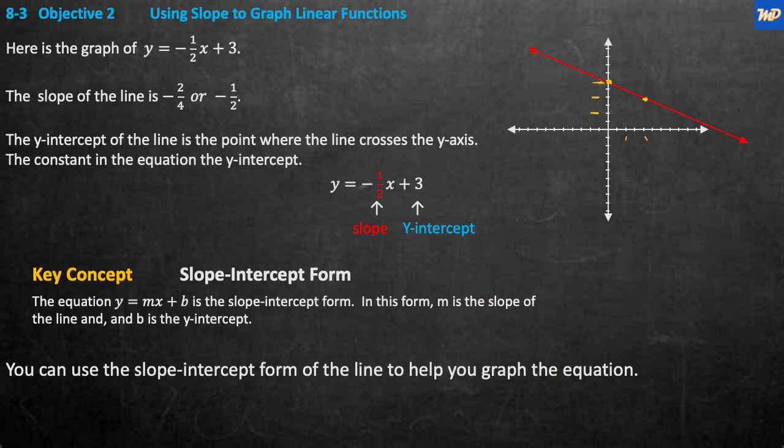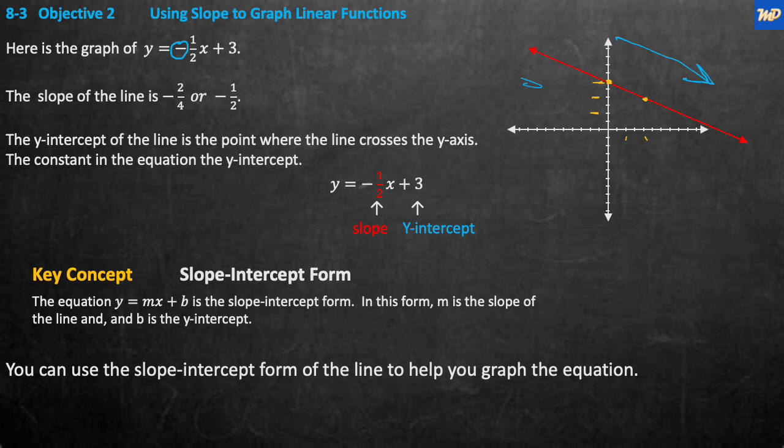Okay, another refresher for us. Objective 2, using the slope to graph linear functions. Well, this should be familiar because we've done this. We're just doing this to sink it in better. So here on this side, we've graphed y equals minus 1/2 x plus 3. Well, the line is going down this way, going down. So that means it's negative. So what you have to see is this negative right here. That's what says the line is going down.